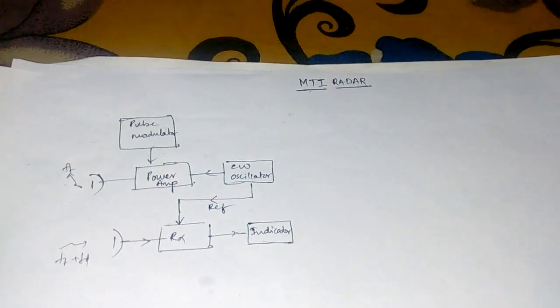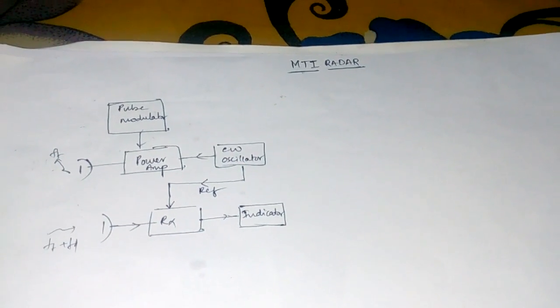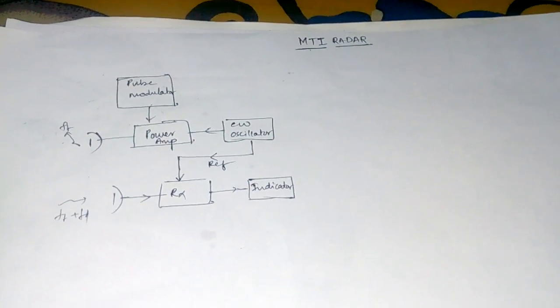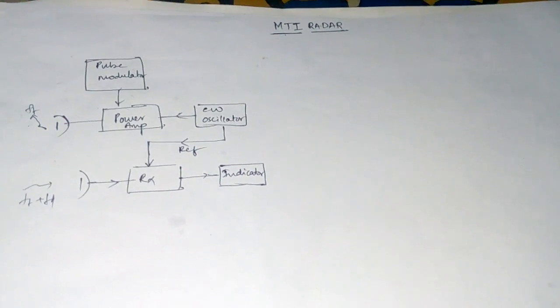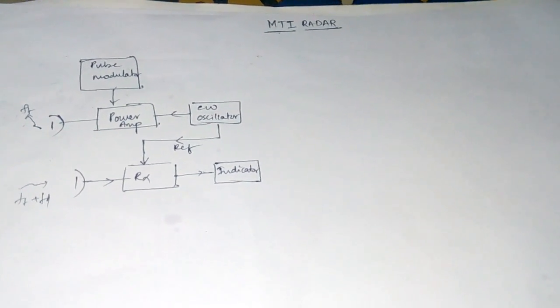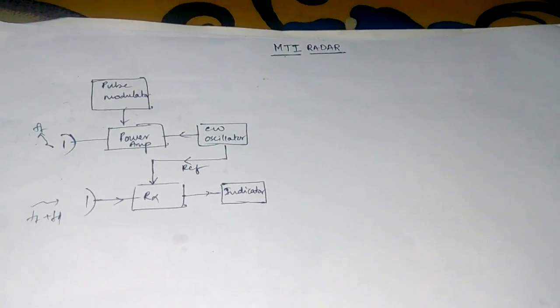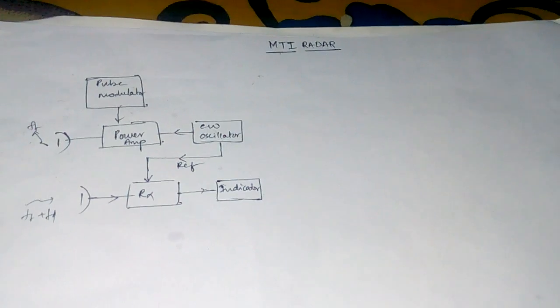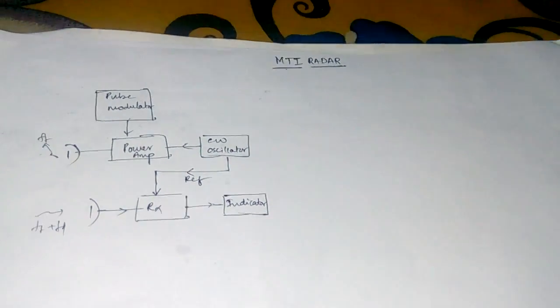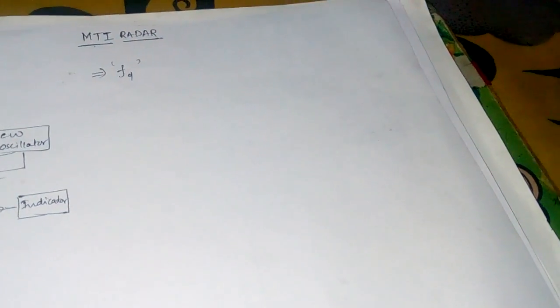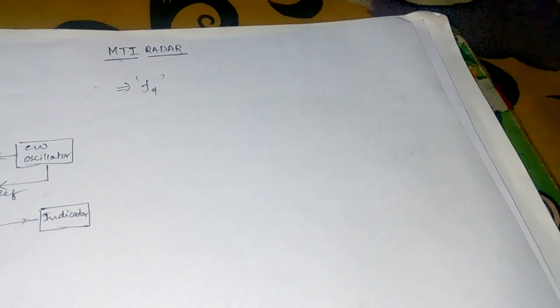Let us look into the block diagram of MTI radar. Before going to the block diagram, the basic definition: MTI radar is a pulsed radar that uses Doppler frequency shift as a means to discriminate moving targets from fixed targets. That means it uses Doppler frequency shift. Previously we have seen what the Doppler effect is, right?